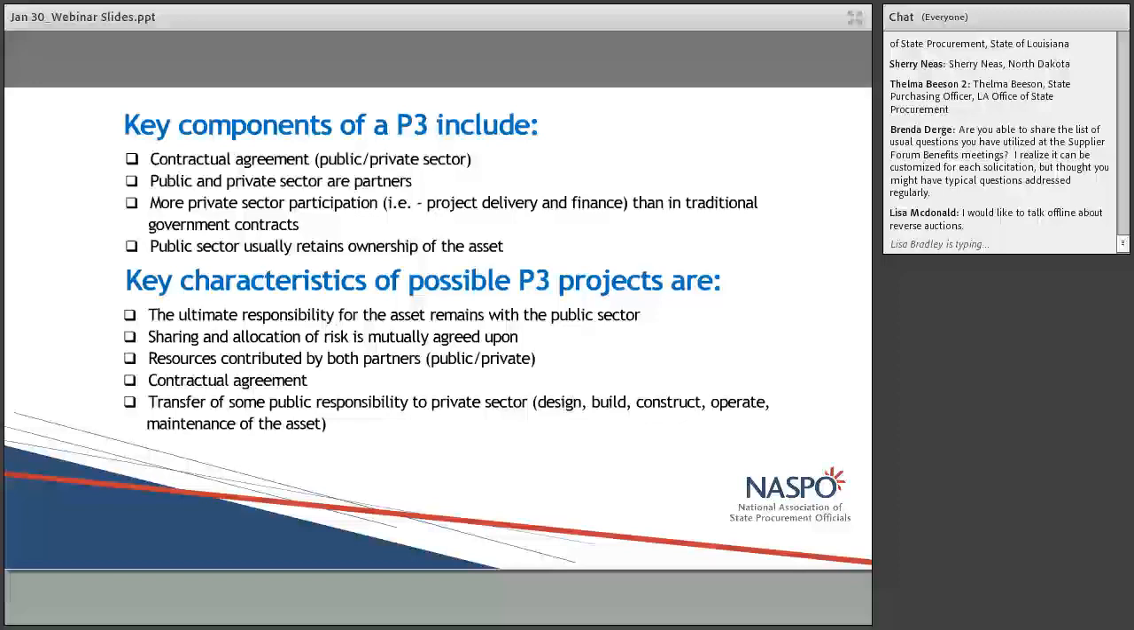Some examples of P3s. Again, they usually involve some element of design build or design finance with ongoing operations and/or maintenance services for some fixed period of time. When the asset is complete per the terms of the agreement, the public sector will begin making predetermined availability payments to the private partner based on standards and criteria spelled out in the contract.